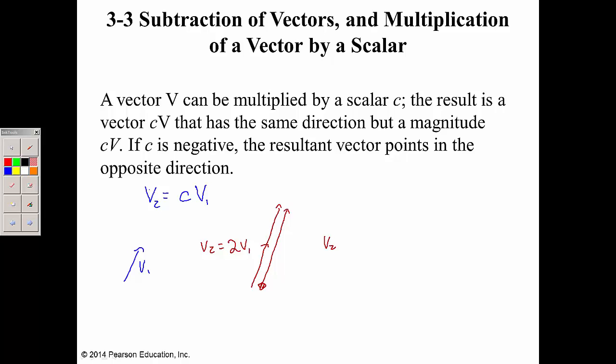If I said v2 is equal to negative 1/2 v1, then I can kind of treat these two guys separately. The negative says that it's in the opposite direction, and then the scale factor, the growth factor, or the shrink factor, is the 0.5. So this says v2 is half the length of v1 and in the opposite direction.